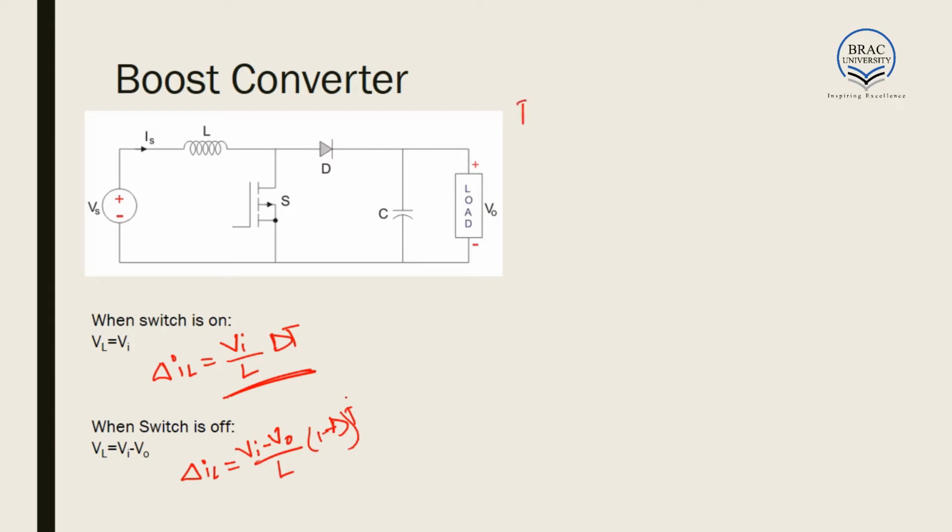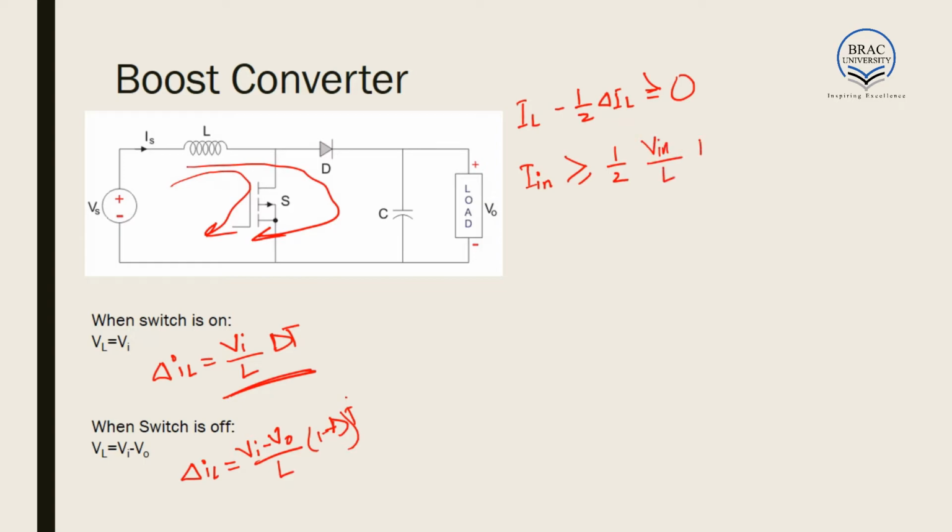As we have learned earlier, for continuous conduction mode, IL minus half ΔIL is greater than or equal to 0. Now we can write IL as this. IL is the input current when the switch is on. IL is also the input current when the switch is off. So in this case, IL is equal to I input at all times, and is greater than or equal to half ΔIL, which is equal to V input divided by L into DT.